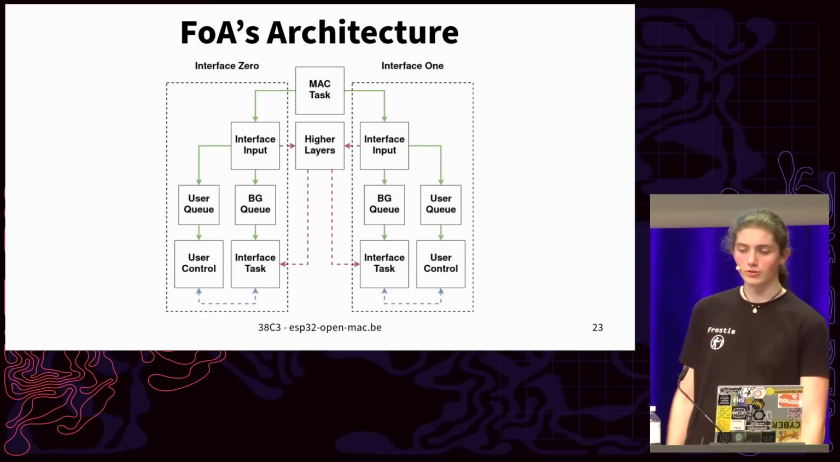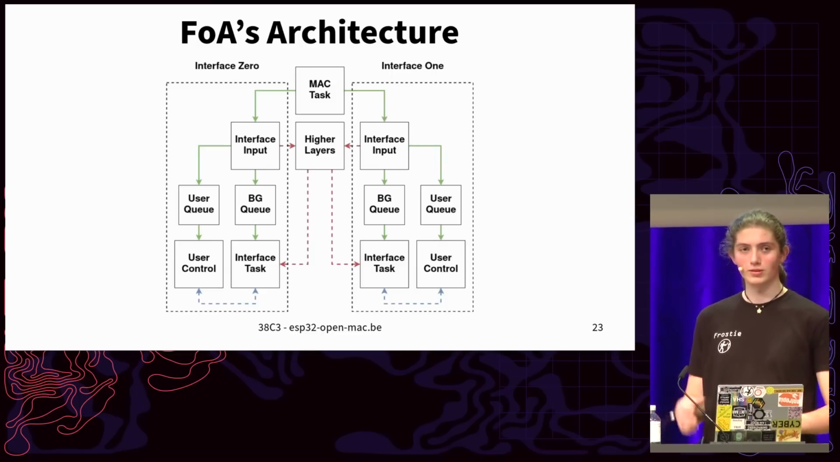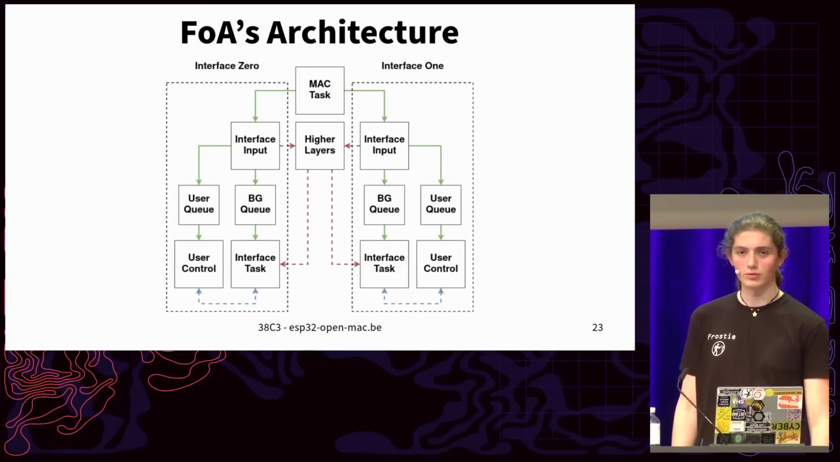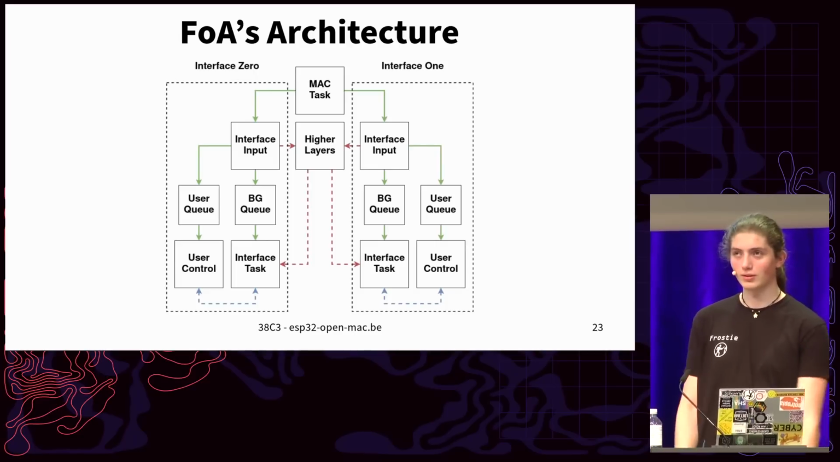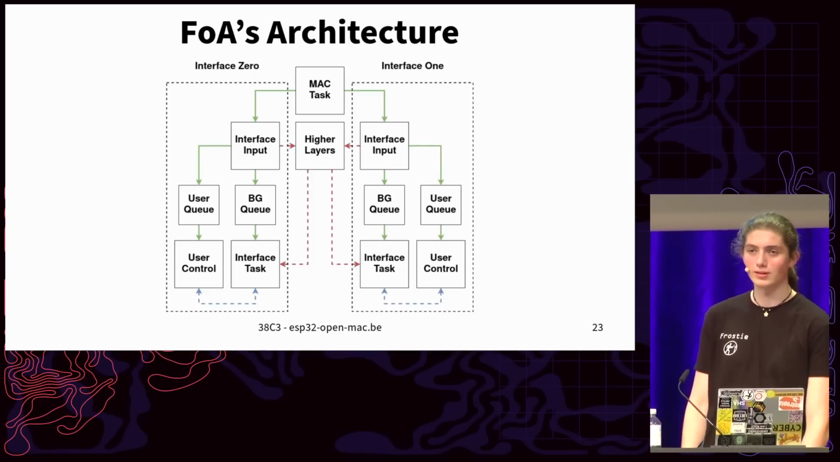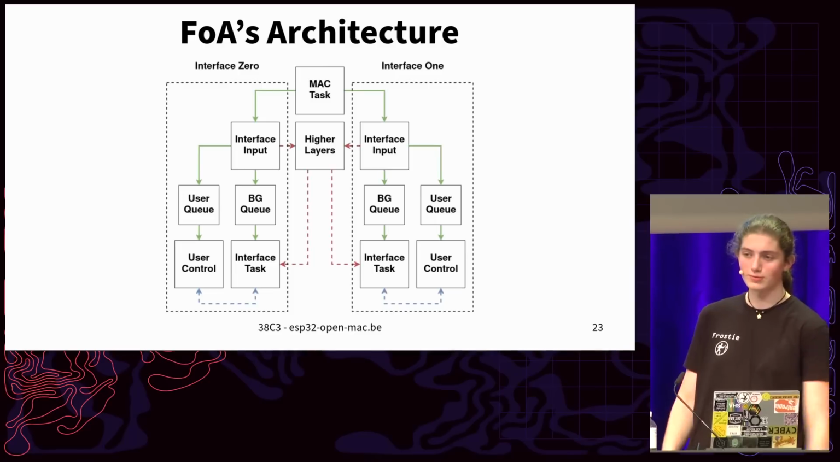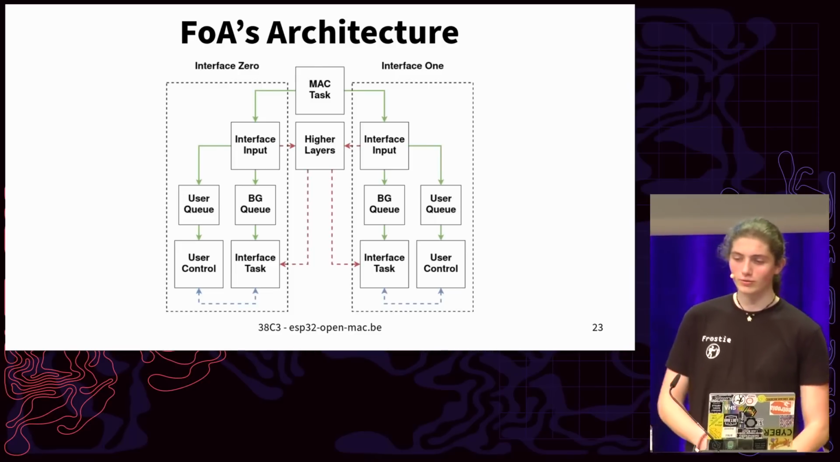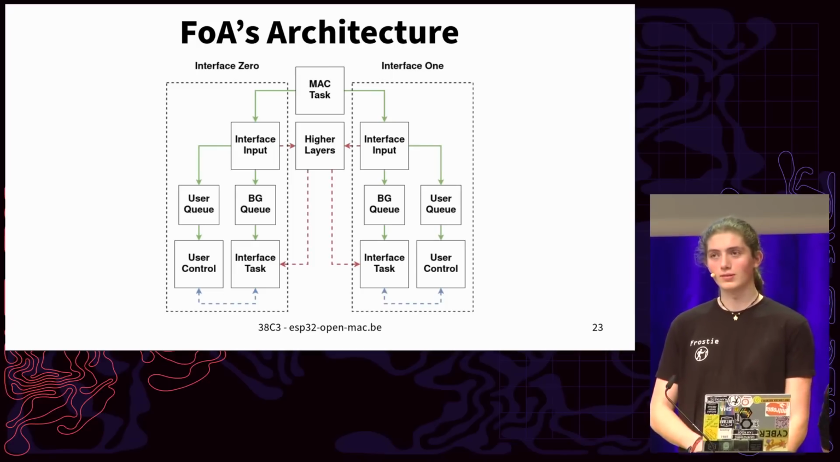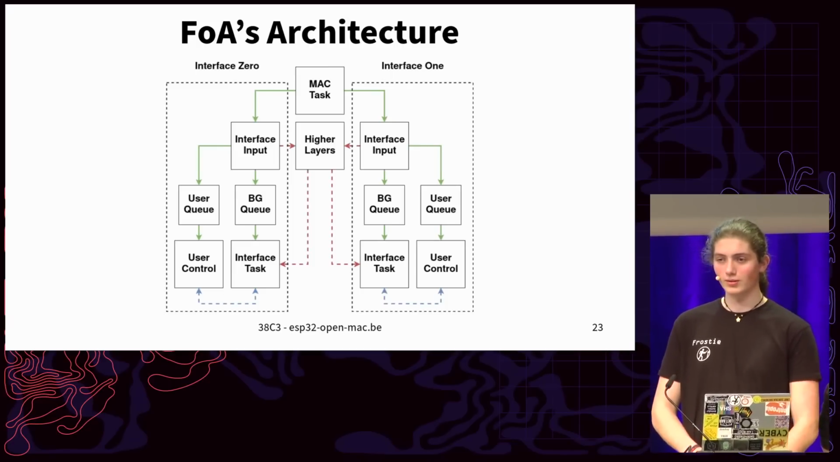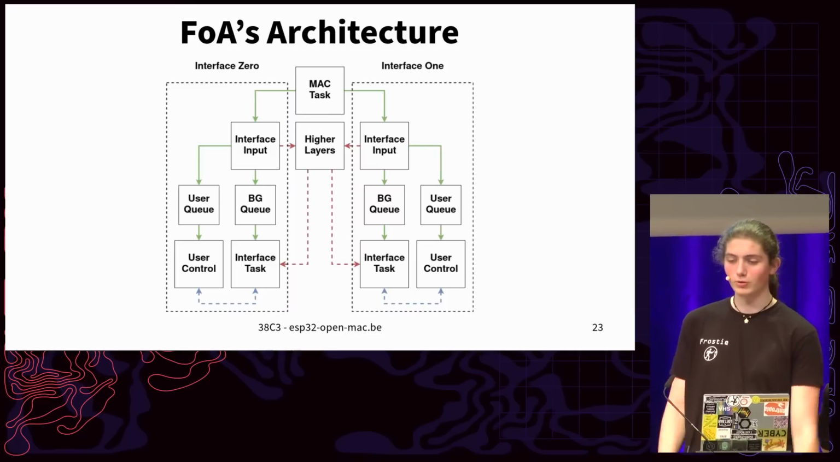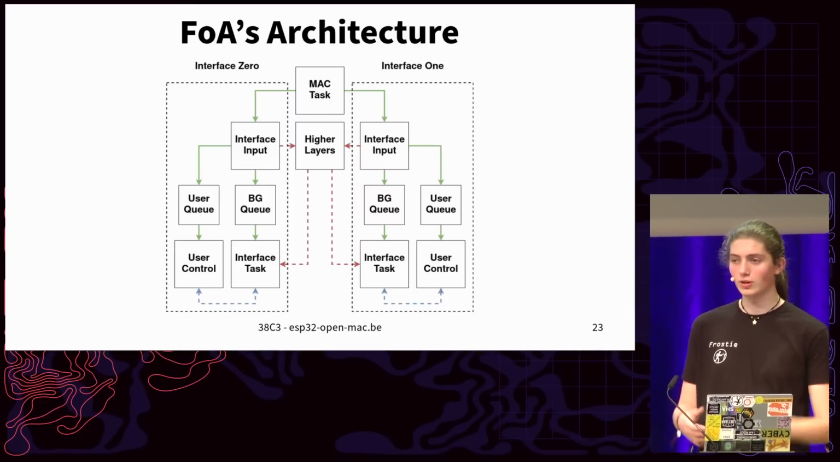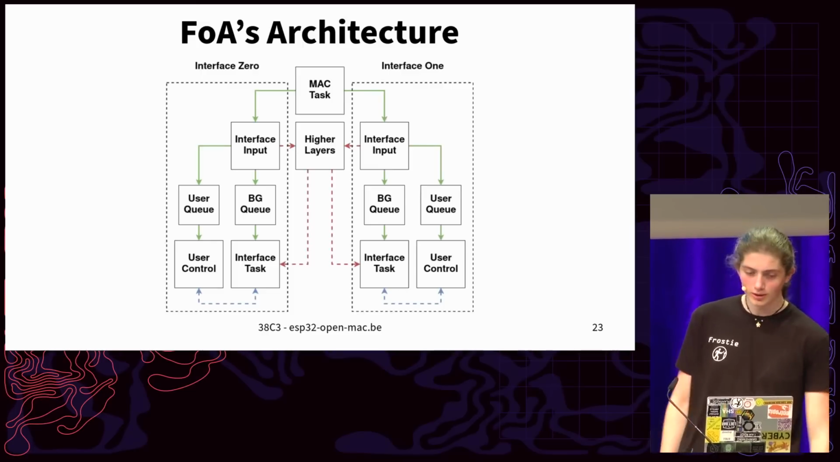This blue arrow at the bottom means that the user control influences the interface task. So if the user says connect to this network, and it succeeds, then the user control will tell the interface task that that operation was successful, and we're now connected. And the dotted red line from the higher layers to the interface task basically means if the higher layers want to transmit a packet, so an outbound packet, it will arrive at the interface task, which will then wrap it into the data frame and then pass it onto the hardware.